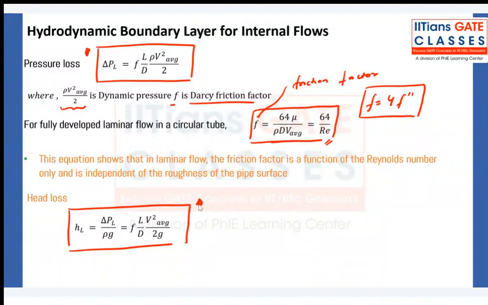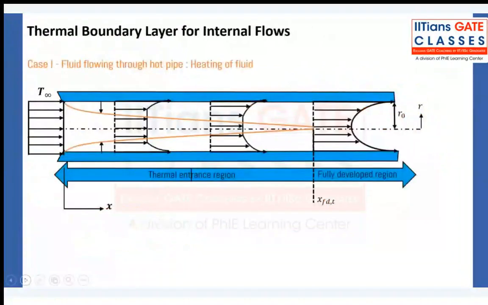Next is our thermal boundary layer for internal flows. Same thing. Now it is not animated, it's a simple diagram. The last one was animated because I wanted to show you. What is the same? You have this pipe and you have this fluid that is at T infinity.